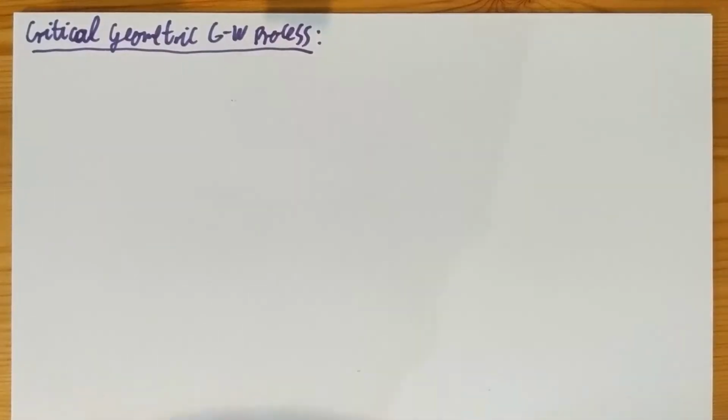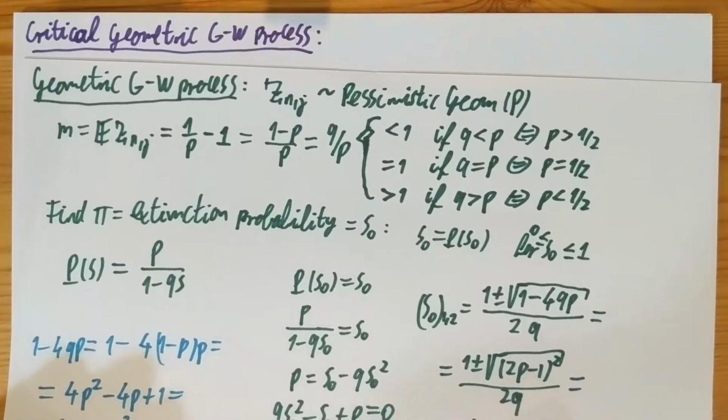Hi, there is a particular beauty in the geometric Galton-Watson branching process. It makes it possible to calculate the critical case quite explicitly, which is a very unique feature, and I'm going to show you this one in this video. Recall the definition of a geometric Galton-Watson process.